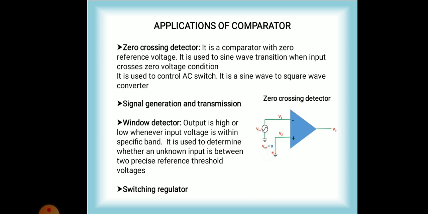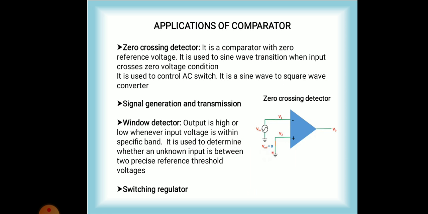Comparator has various applications. Zero crossing detector. Comparator can be used as a zero crossing detector. Zero crossing detector is a comparator with zero reference voltage. It is used to detect the transition of a sine wave when input crosses zero voltage condition. It is also used to control AC switch. It is a sine wave to square wave converter.